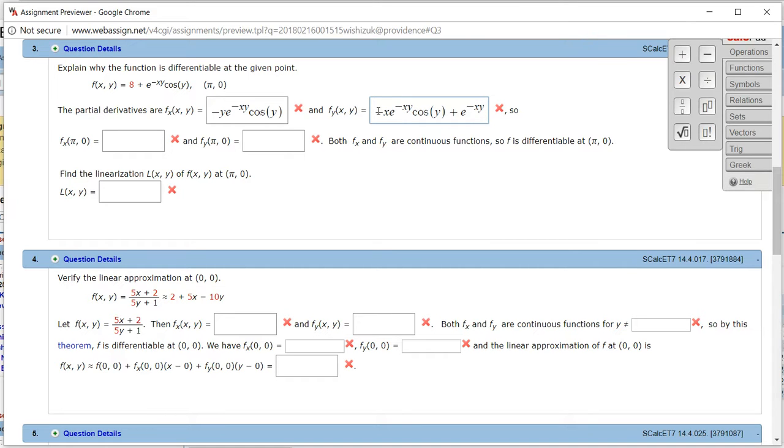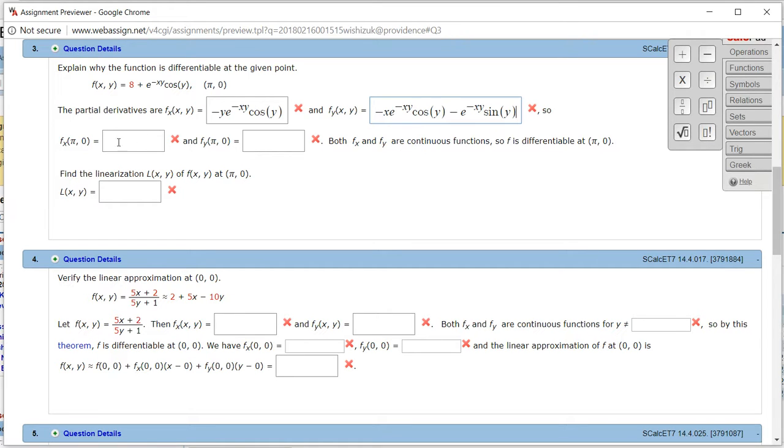then we're going to leave e to the negative xy alone, and take the derivative of cosine, so it's going to be a sine. So it's going to be negative sine of y. All right, so we got the partial with respect to y.